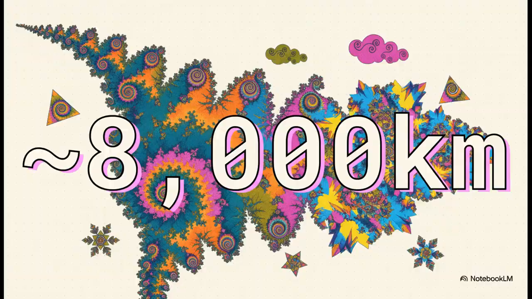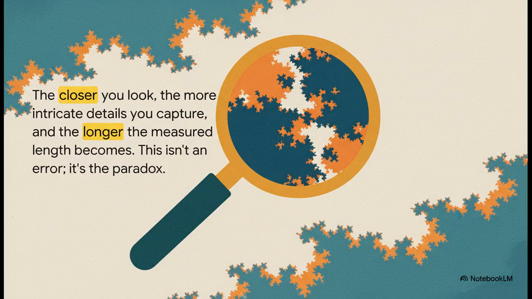What is going on? This is the absolute heart of the mystery. The closer you look, the more detail you find, and the longer the coastline seems to get. And this isn't just some measurement error. It's a real, fundamental property of the shape itself. It has a name, the coastline paradox. And it was first really dug into back in the 1950s by a guy named Lewis Richardson.